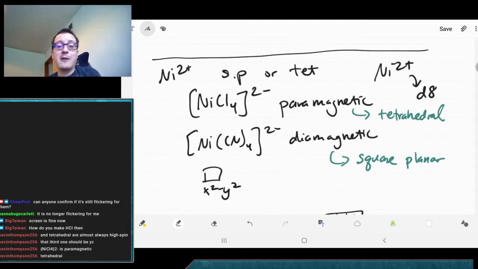So again, you can figure out what geometry these things are taking by looking at some of their magnetic properties. So we can see exactly which one's which as a result. Exactly. So the paramagnetic one will be tetrahedral, and then the other one will be the square planar. All right. So that's stuff you can do with these.